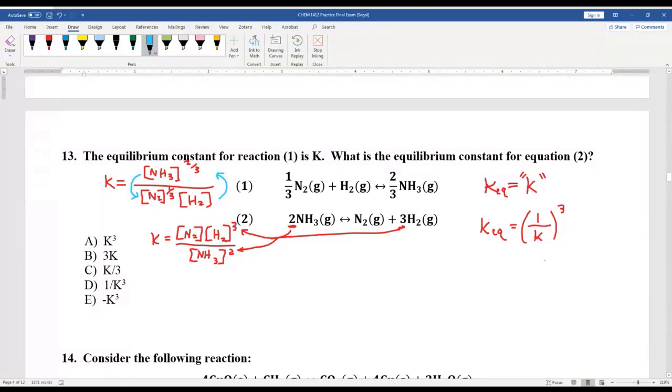So it's been flipped and it's been raised to the 3rd power. And if I do just some basic distribution there, 1 to the third power is 1. K to the third power is K to the third. So the equilibrium constant for equation 2 would then have to be 1 over K to the third. Does that make sense? Students oftentimes get tripped up on that. That's the question that I get a lot of mistakes on.